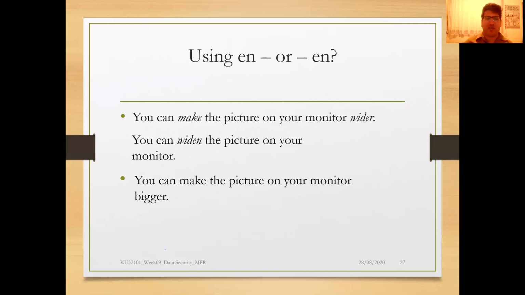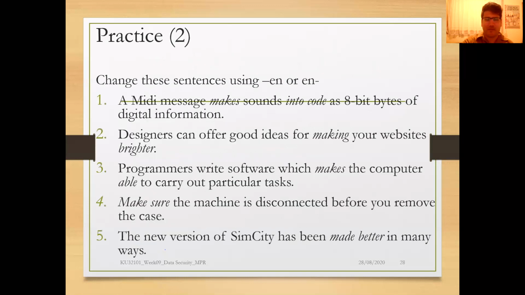You can make the picture on your monitor bigger. You can enlarge the picture on your monitor. So we join the word make with bigger. We simplify the sentence of cause and effect to you can enlarge the picture on your monitor. So for this practice, I want you to change these sentences by using the n on the end of a word or the n on the start of the word. So using those verbs that start or end with n to simplify these sentences.